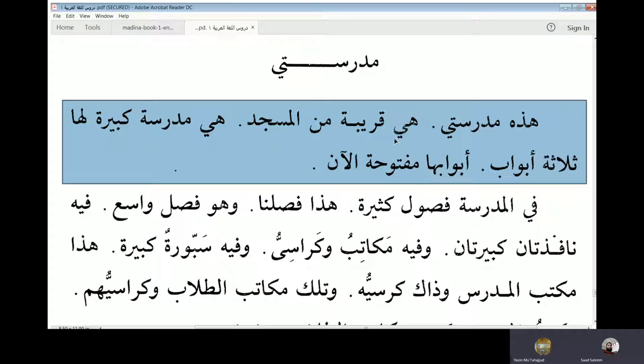The school is near the masjid, from the masjid. And the school is big, this is a big school. Okay, it has three doors, and the doors are open now, at this time, at this moment.